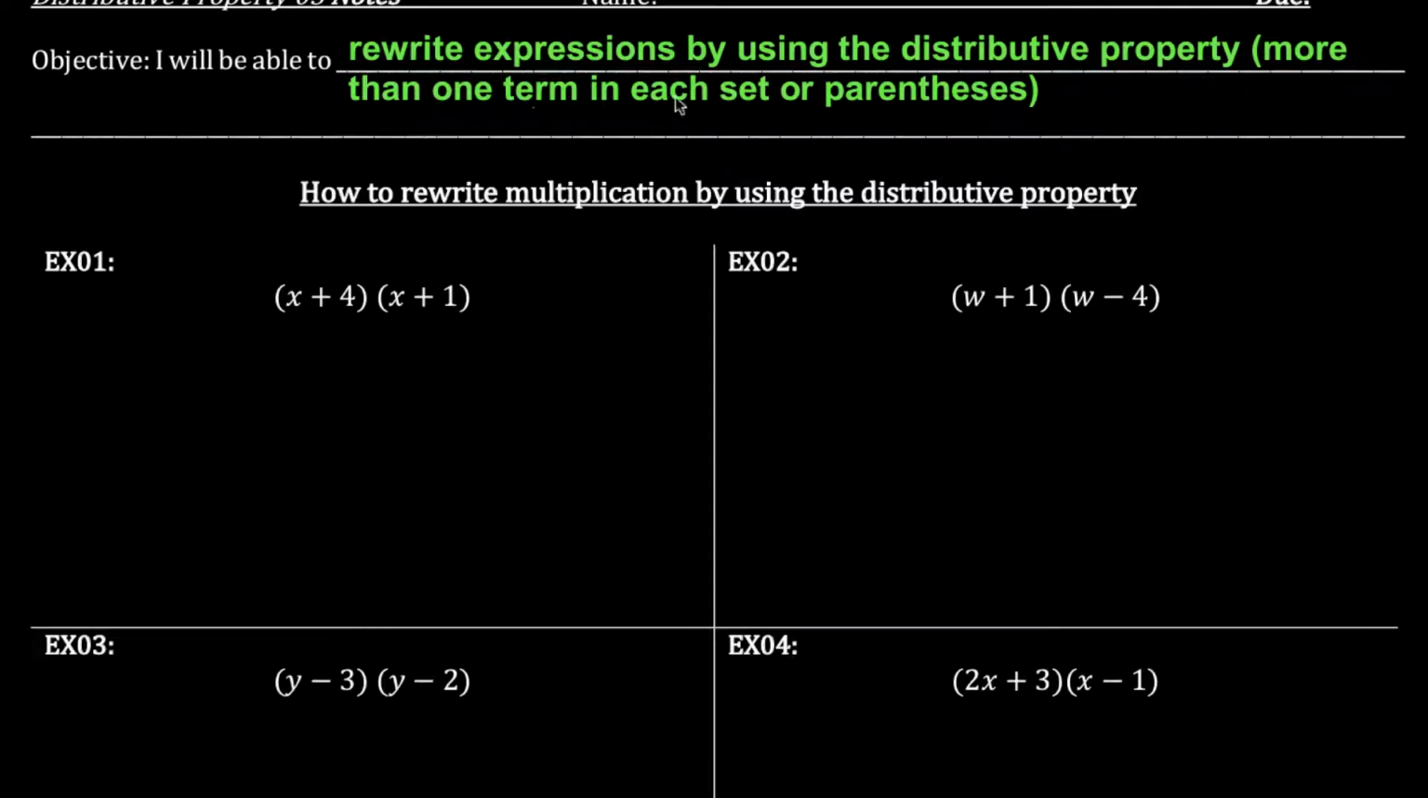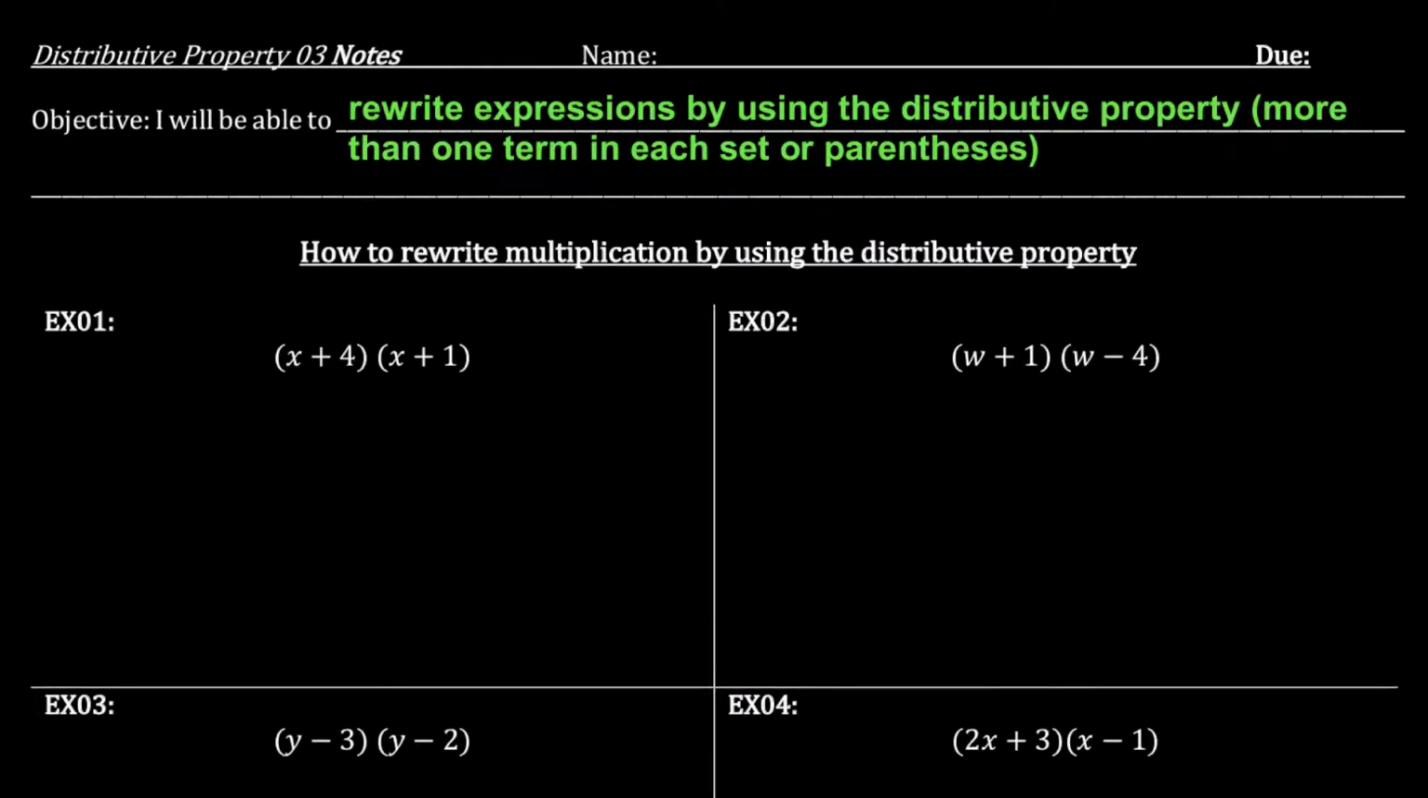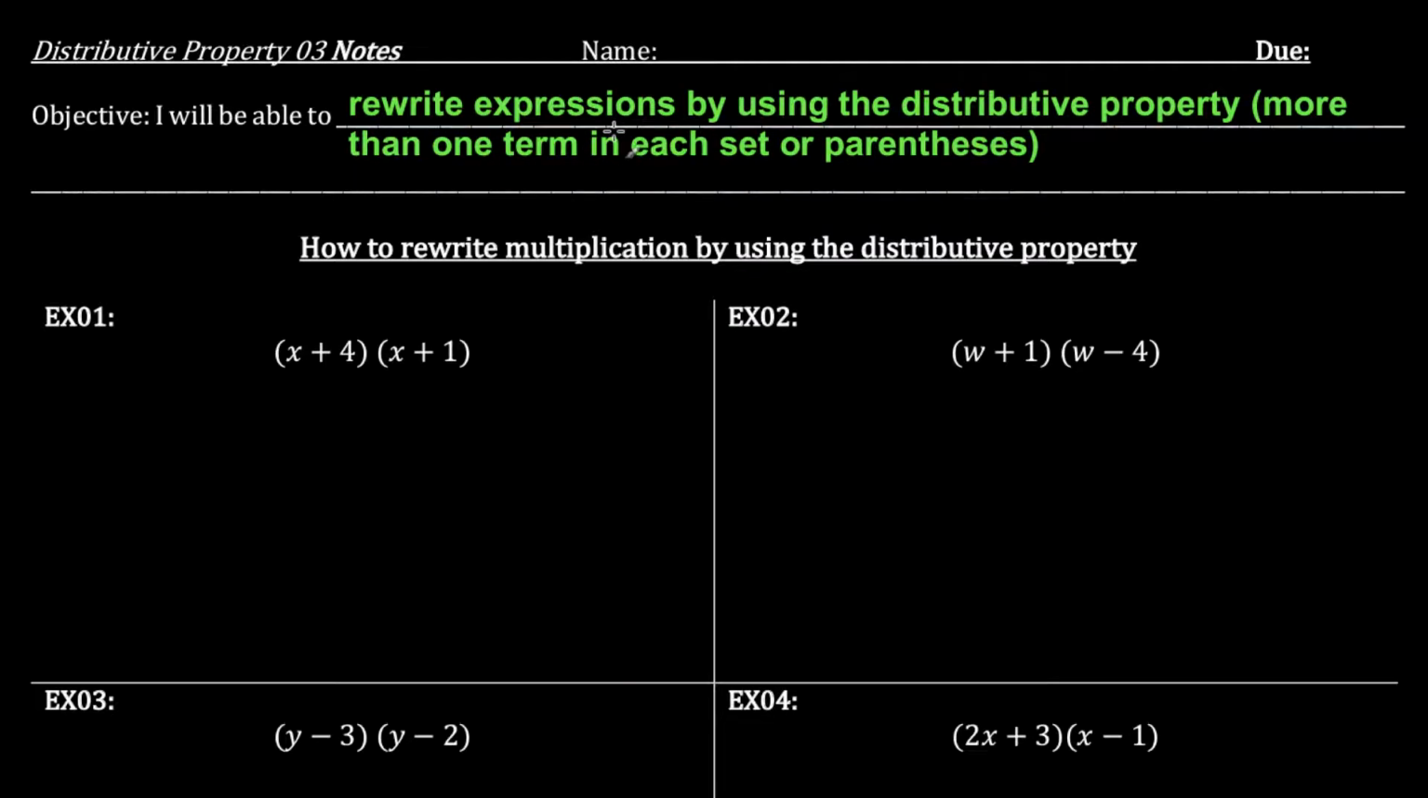So in this lesson, we are going to rewrite expressions by using the distributive property again, but this time we have more than one term in each set of parentheses. So for instance, in this set of parentheses we have an x and a plus 4, and in this set we have an x and a plus 1.